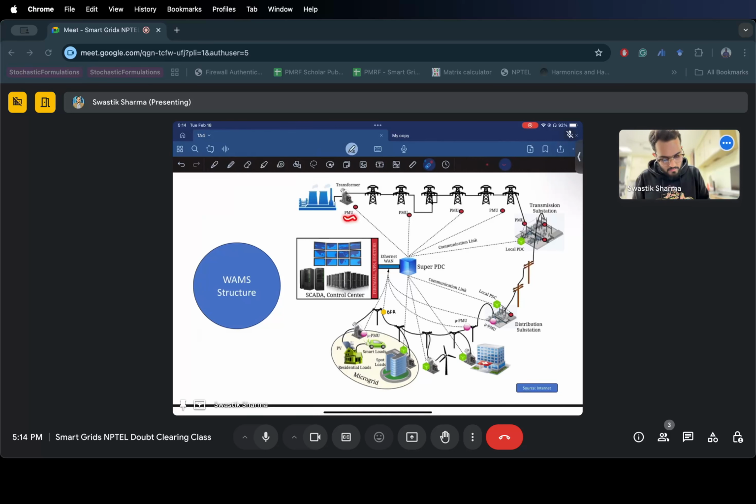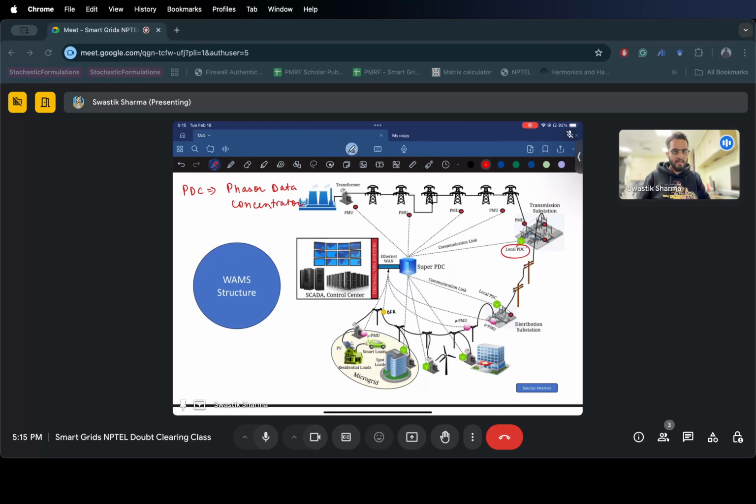So you have PMUs at the transmission side, right? These transmission sites have PMUs, and what they do is they get phasor estimates from these nodes and supply them to a super PDC. PDC is nothing but your phasor data concentrator. It is used, as the name suggests, to store all the phasor data coming from PMUs connected across the entire region. And you can see one more thing, that there are local PDCs as well.